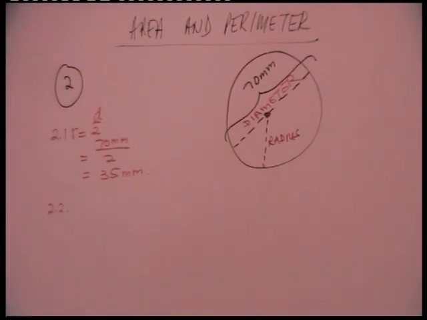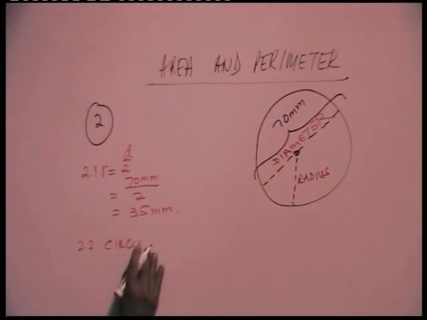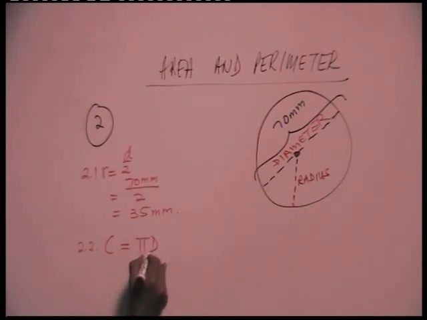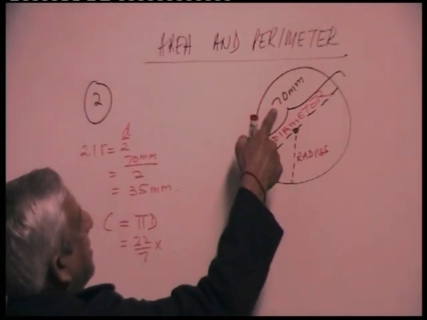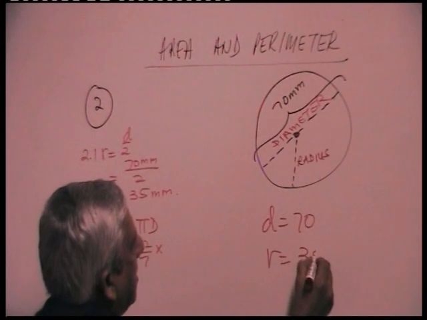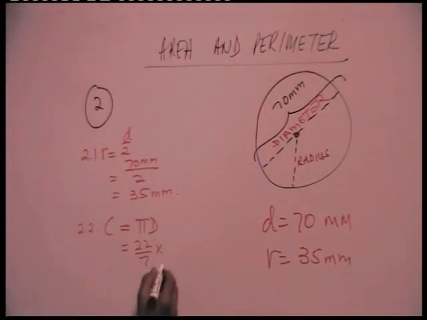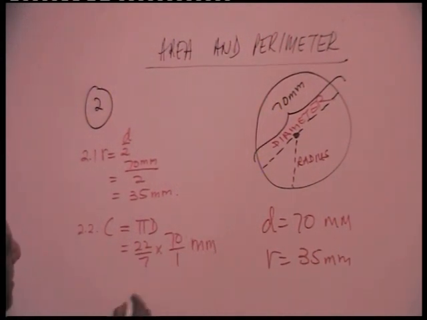2.2, calculate the circumference. Circumference, or I'll just write C now. Circumference is equal to pi times diameter. So that will be 22 over 7 times diameter, which is given to us. Diameter is 70. Radius is 35. So the diameter is 70 over 1 millimeter.